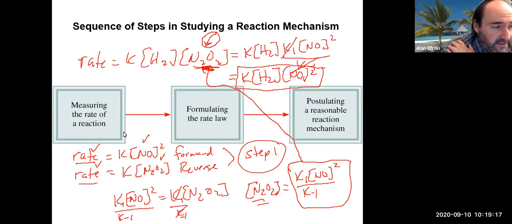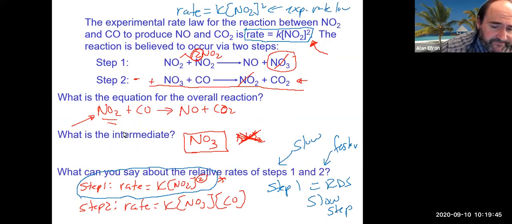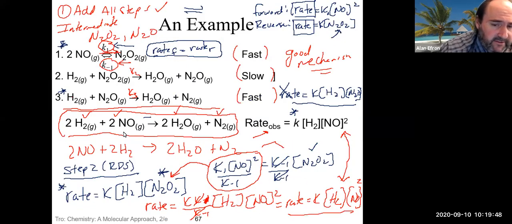This type of mechanism problem is one where you have to use the other steps and some math to substitute out the intermediate, so that you get a rate law at the end that contains things in the entire reaction, so that you can compare that one to the one that was found experimentally and see if they match. In this case, they did match, and that means that this is a good mechanism, or how it's usually worded, a plausible mechanism for that particular reaction to occur. Questions on that?